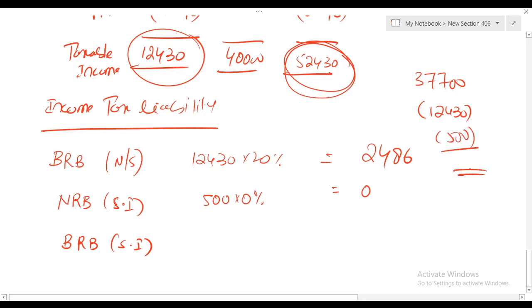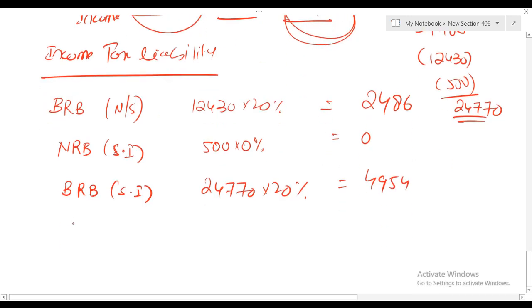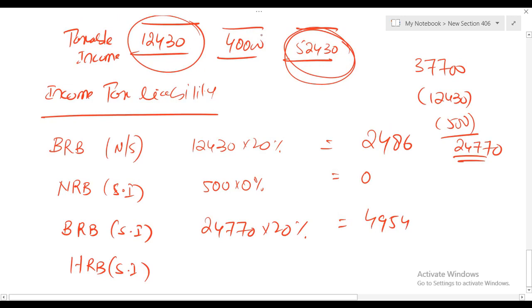Now let's see how much space is left in the basic rate band. In the basic rate band, we still have 24,770. 24,770 into 20% is 4,954. Now we'll move to the higher rate band, saving income. Please, you need to use calculators.